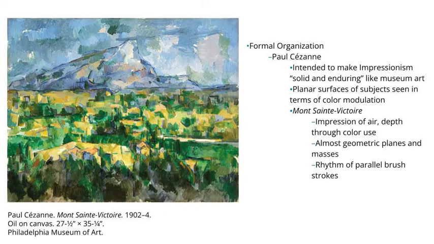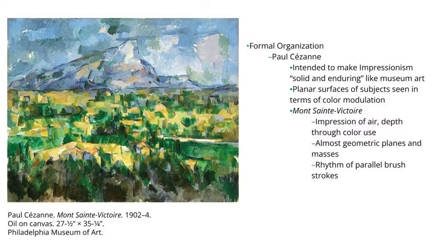Still thinking about formal organization, but in a different way. This is Paul Cezanne, who intended to make Impressionism be a solid and enduring genre of art, just like museum art, and was working with Impressionist ideas, but did kind of push it further than just the Impressionist brush strokes. Here we've got almost geometric brush strokes organized in that way.